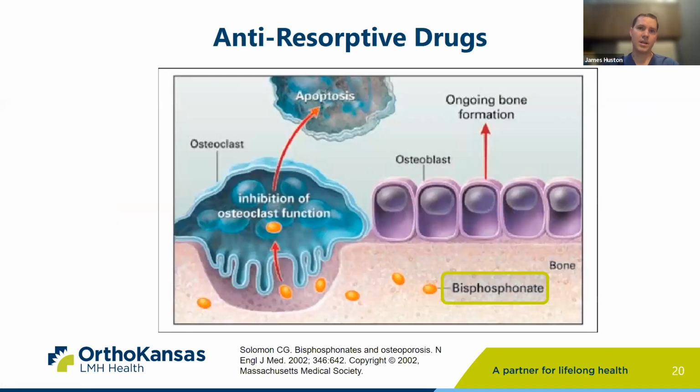And this is just another illustration of how bisphosphonates, which are one of the most common osteoporosis medications, work. So they are directly inhibiting those osteoclasts, which are moving along and trying to reabsorb the bone. The bisphosphonate is inhibiting that osteoclast, which is decreasing that bone reabsorption, which is meant to lead to increased bone formation, increased bone density.